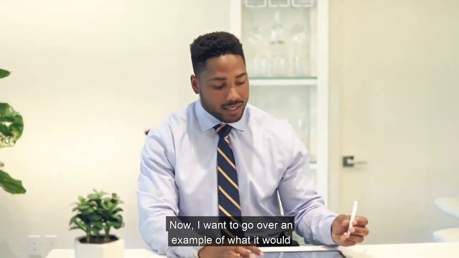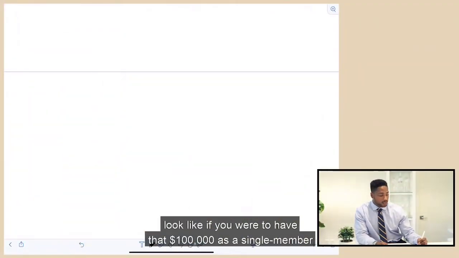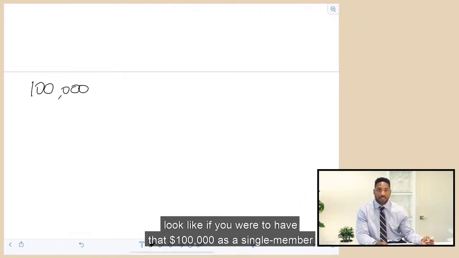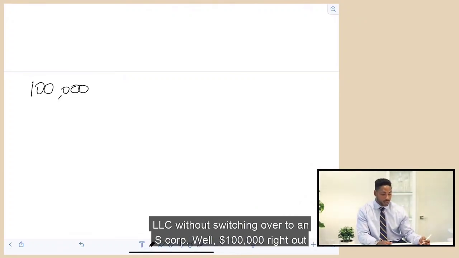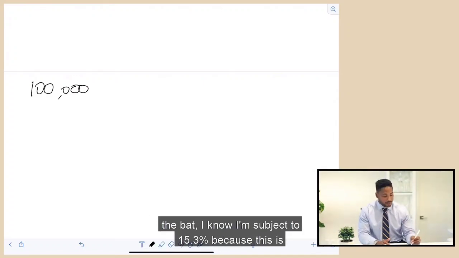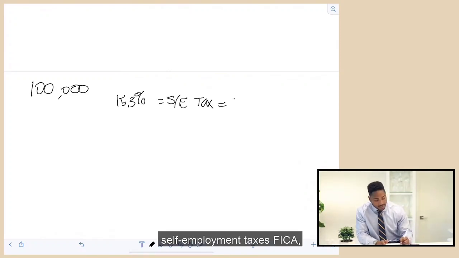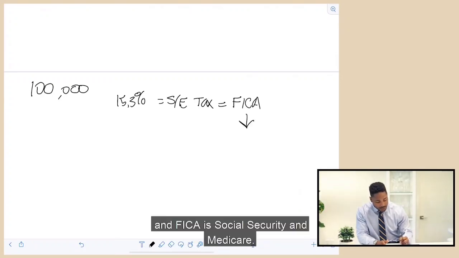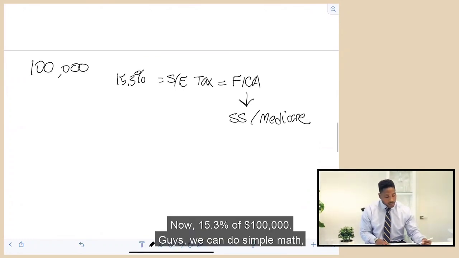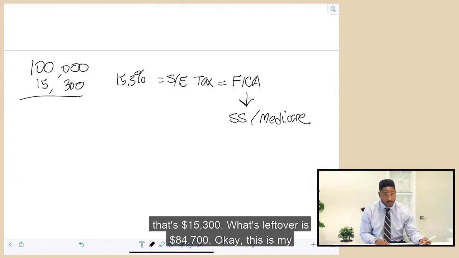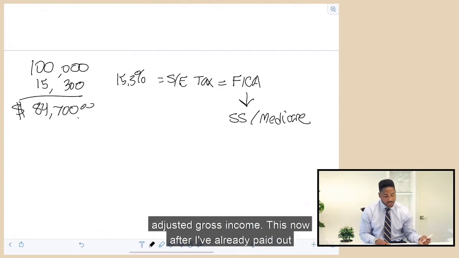Now, I wanna go over an example of what it would look like if you were to have that $100,000 as a single member LLC without switching over to an S Corp. Well, $100,000 right out the gate, I know I'm subject to 15.3% because this is self-employment tax. Self-employment tax is FICA. And FICA is Social Security and Medicare, okay? Now, 15.3% of $100,000, guys, we can do simple math. That's $15,300. What's left over is $84,700, okay? This is my adjusted gross income.